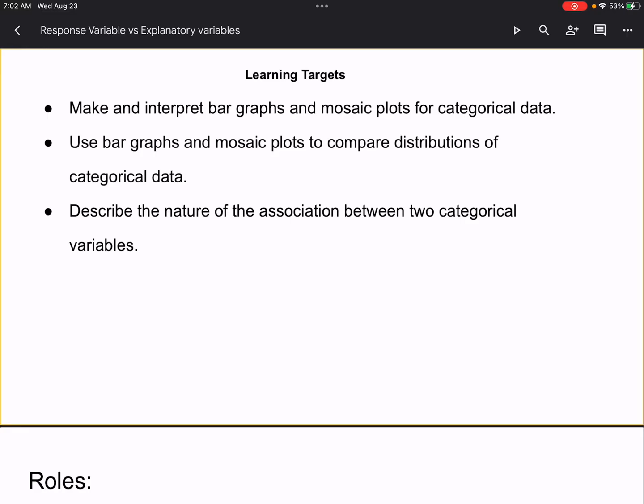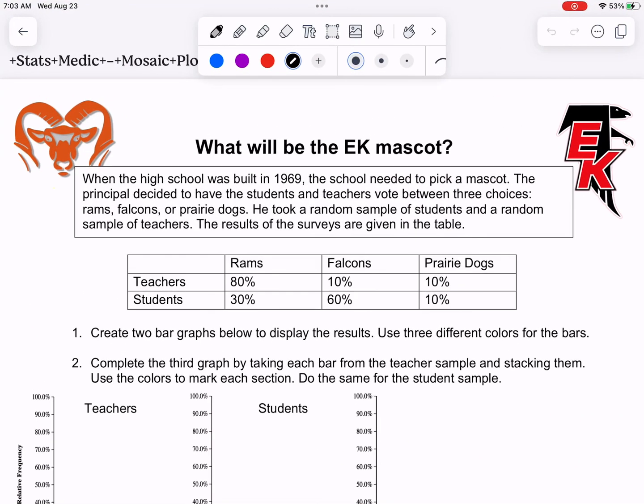Okay, welcome. In this video, we're going to have some learning targets to cover. We're going to make and interpret bar graphs and mosaic plots for categorical data. We're going to use bar graphs and mosaic plots to compare distributions of categorical data. And then we're going to describe the nature and association between two categorical variables. That's what we're doing in this video.